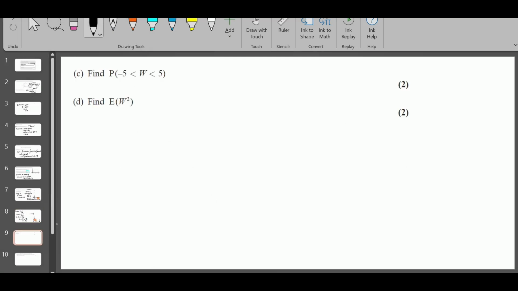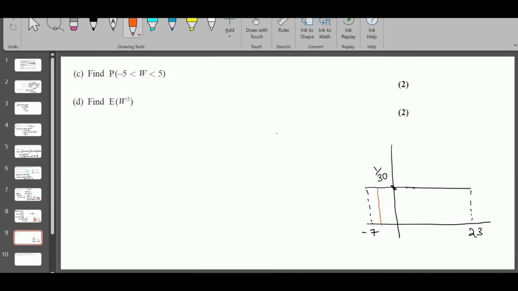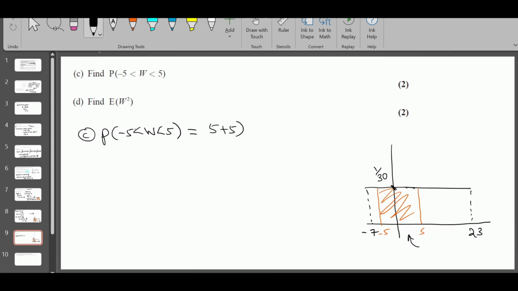Now find the probability between minus 5 and 5. So I'm going to copy the diagram here. This is the diagram now. They want us to find the area from minus 5 to 5, this area. So for C, the probability of minus 5 to 5 is the length of the base, 5 plus 5, times the breadth, which is the same 1 over 30. That's 1 over 3.